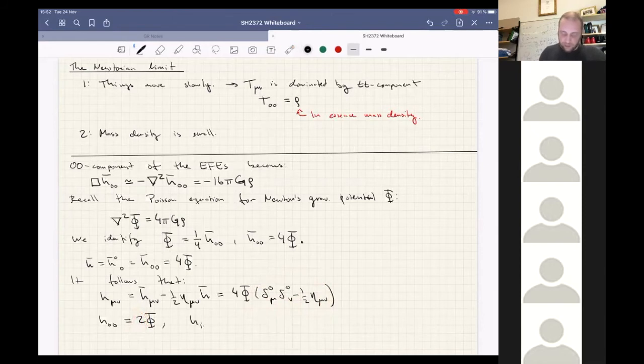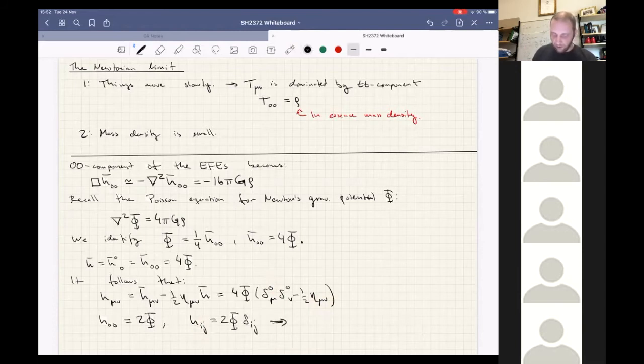If we look at h_ij, these components are 0, because the spatial indices are not equal to 0. And this is minus 1. So again, we end up with a perturbation which is 2 phi delta ij. So it's 2 phi if i is equal to j and 0 otherwise.